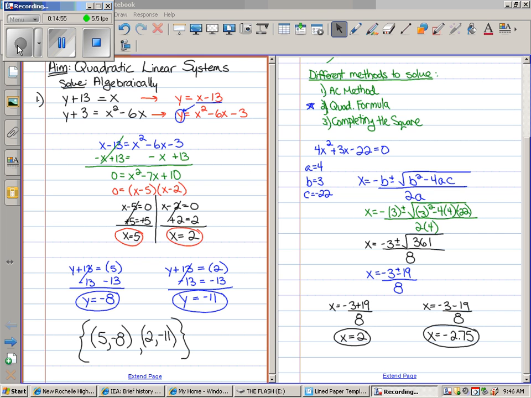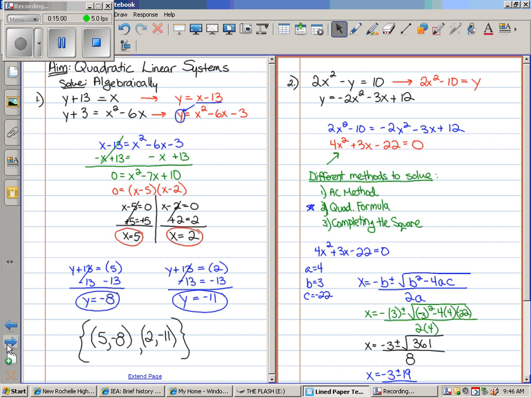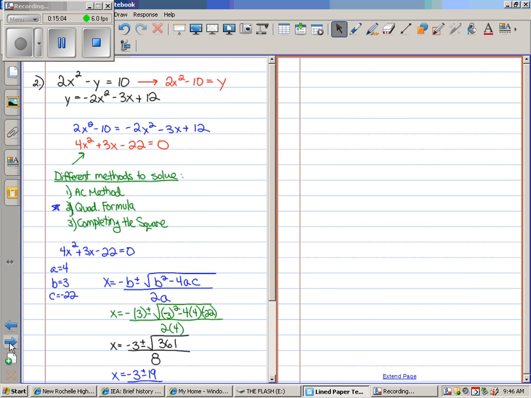So, we're not done yet. We still got to figure out the y's that go with it. Let's see. There's no easy one to plug back into, right? So just pick whichever poison you want. Which one are we going to go with, the top or the bottom? Okay, let's plug it back in.